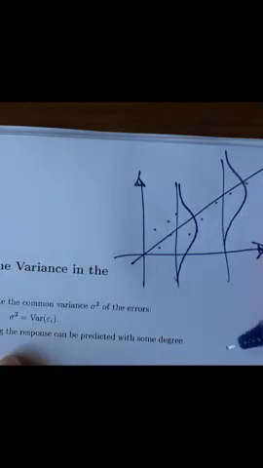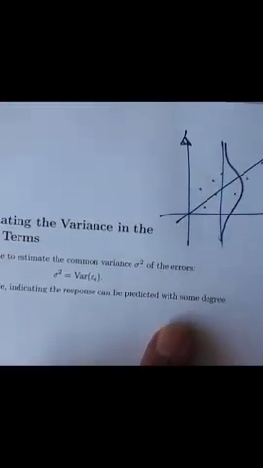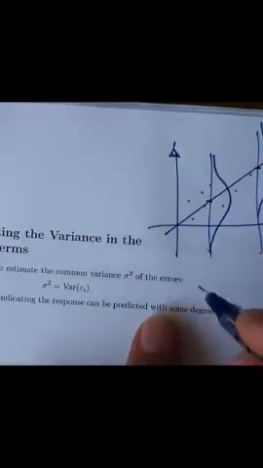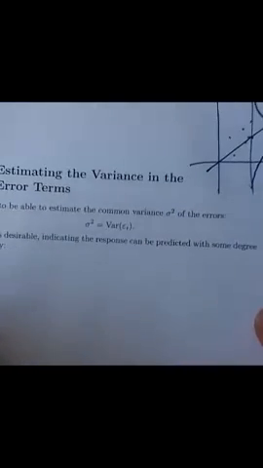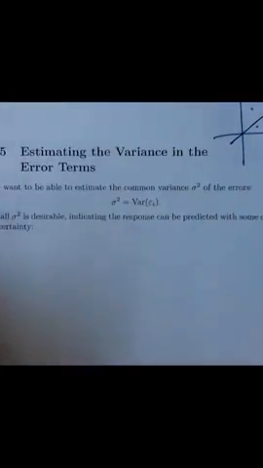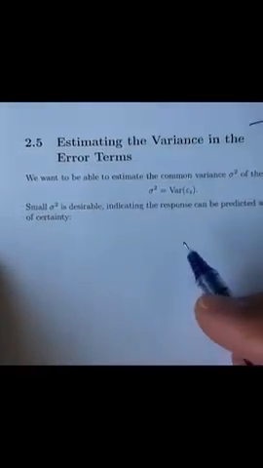Okay. The error terms have mean 0 and common variance sigma squared. We want this sigma squared to be as small as possible.